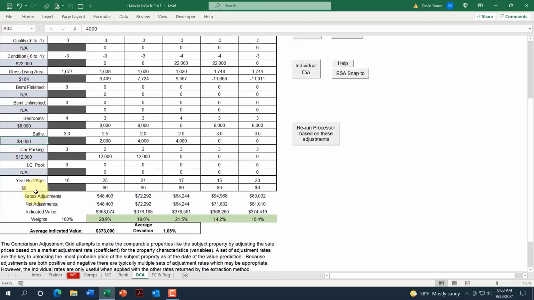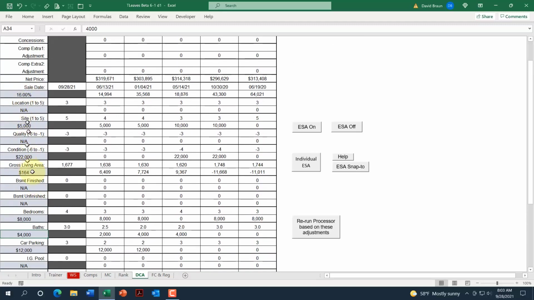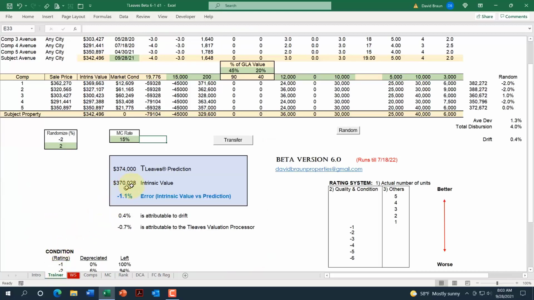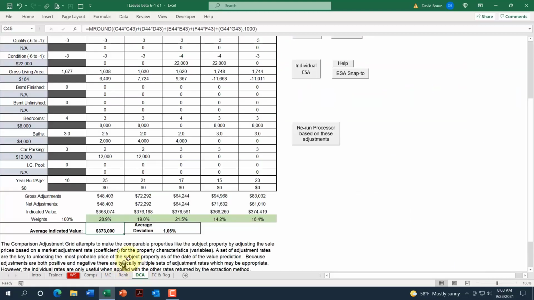Okay, now I kind of got an idea, then I've run a quick run through. And like I say, this is a practice problem. So let's see how we're doing. This is 373 back to the value. So we're good, 373, and the actual intrinsic value is 370. So it's okay to look back and forth in these practice problems. The average deviation of the indicated values or the adjusted sales prices is low.